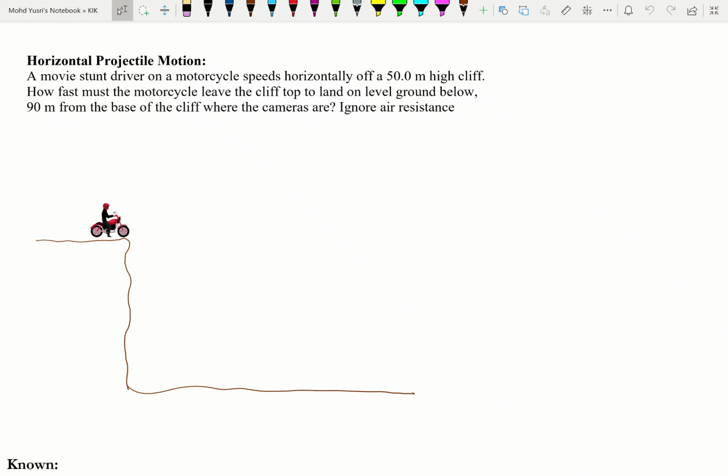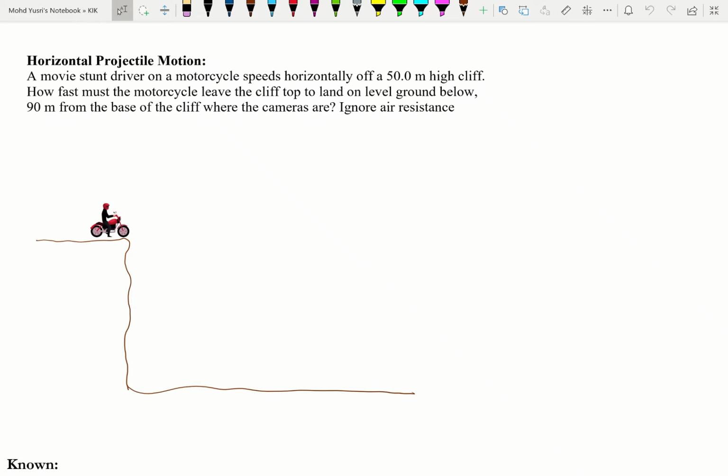A movie stunt driver on a motorcycle speeds horizontally off a 50-meter high cliff. How fast must the motorcycle leave the cliff top to land on a level ground below 90 meters from the base of the cliff where the cameras are?